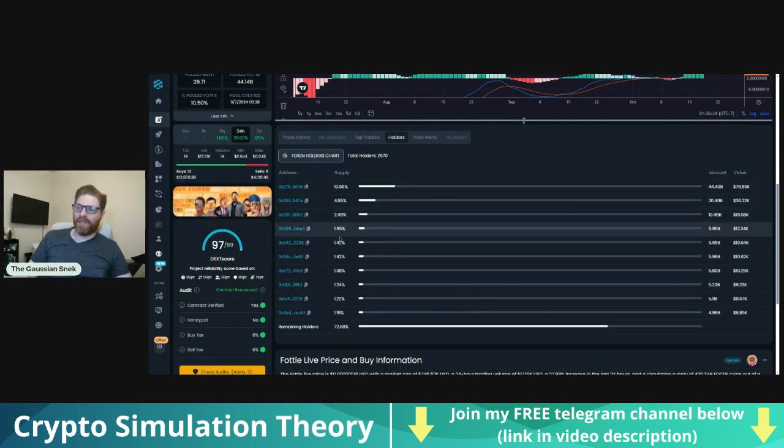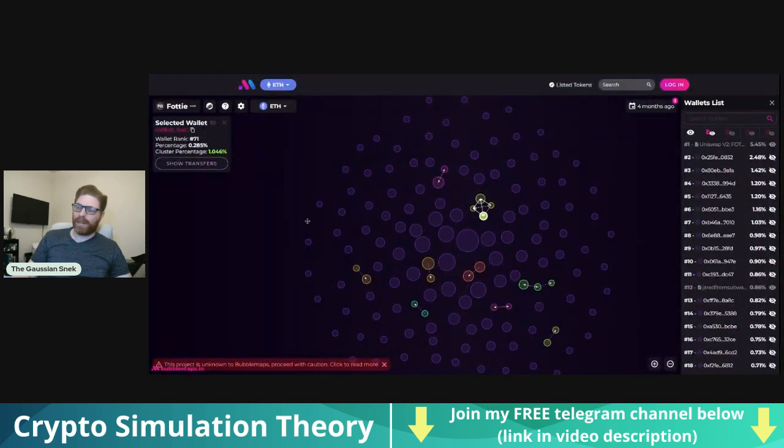Compared to so many other meme coins out there, go look at so many of them, right? You won't find distributions like this. Bubble maps are super clean. Look at these bubble maps, no huge clusters.